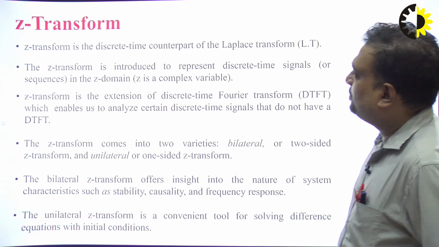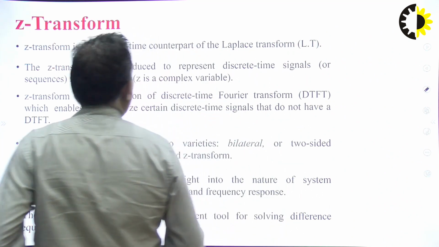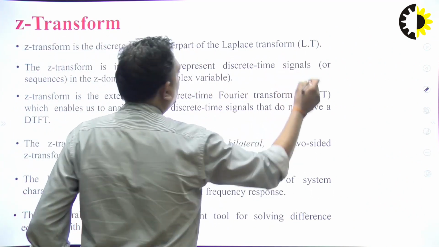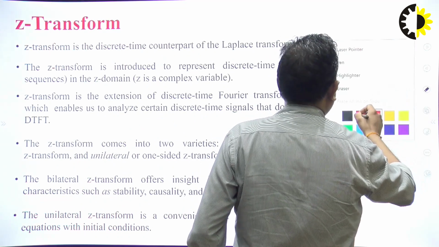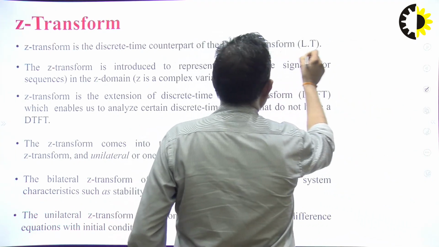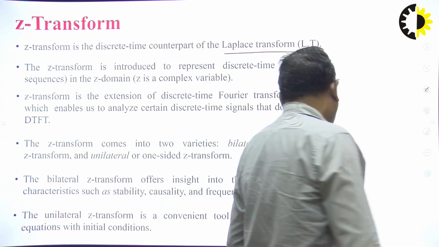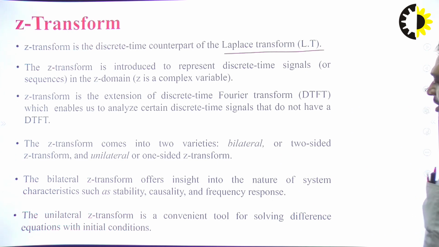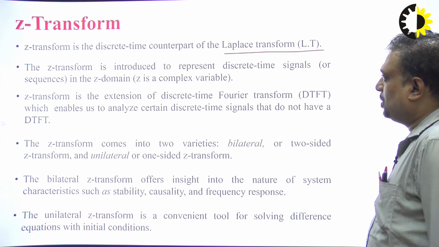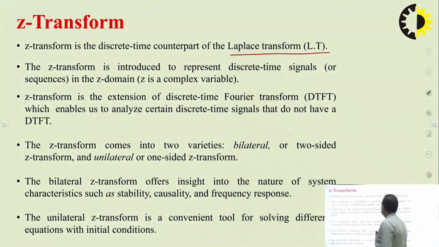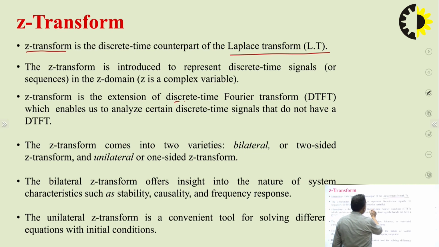First of all, the Z transform is the discrete time counterpart of the Laplace transform. You have already gone through the Laplace transform, which is basically for continuous time systems. Means for the analysis of continuous time signals and systems, we use the Laplace transform. The Laplace transform is used as an extension of the continuous time Fourier transform, and the Z transform is also an extension of the discrete time Fourier transform.